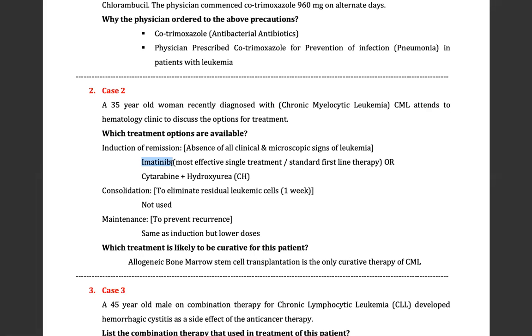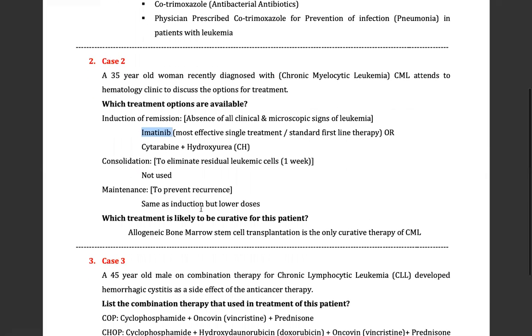And for maintenance, to prevent the recurrence in chronic myelocytic leukemia, we use the same medications but with lower doses. Same medications: imatinib or cytarabine or hydroxyurea. Which treatment is likely to be curative for these patients? The success rate of treating chronic myelocytic leukemia by medications, by chemotherapy, is low.